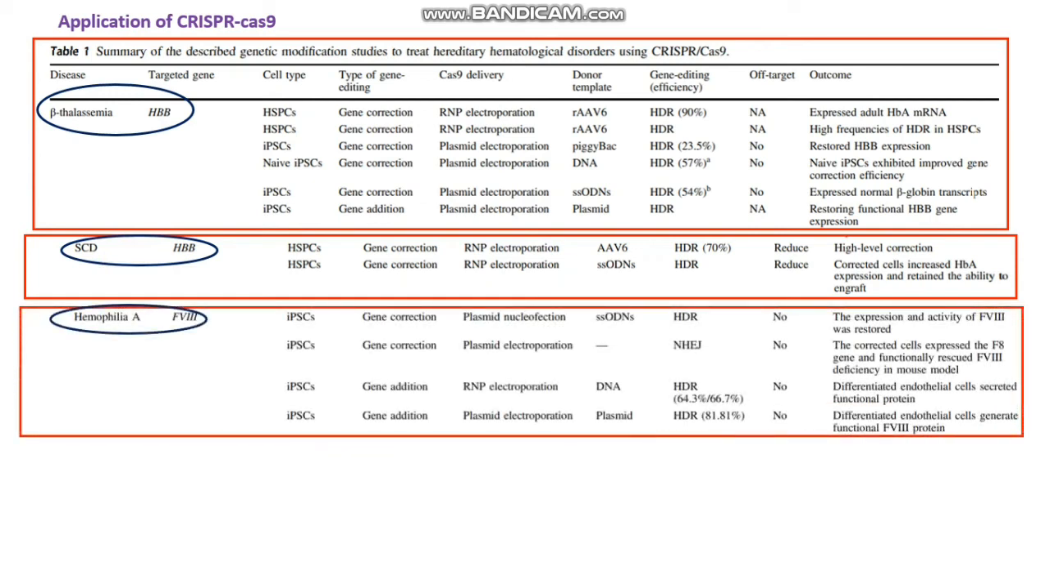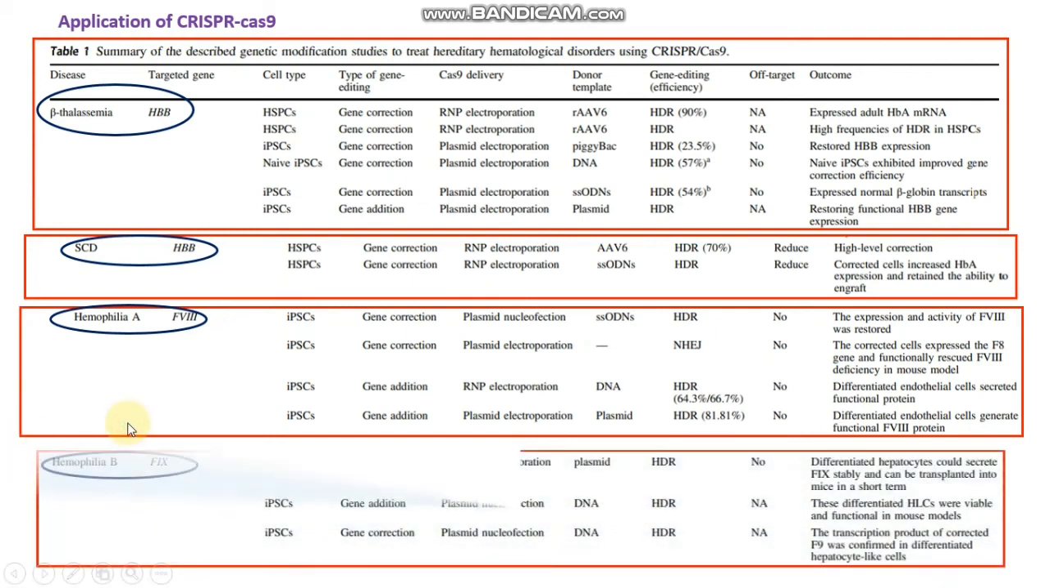Another application is hemophilia A. This is very important these days because hemophilia A is initiated by a deficiency of factor 8. When the CRISPR-Cas9 system was used, it was found that factor 8 expression is restored, and hemophilia A is regulated well.